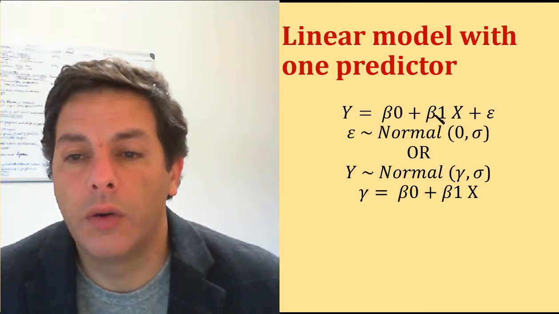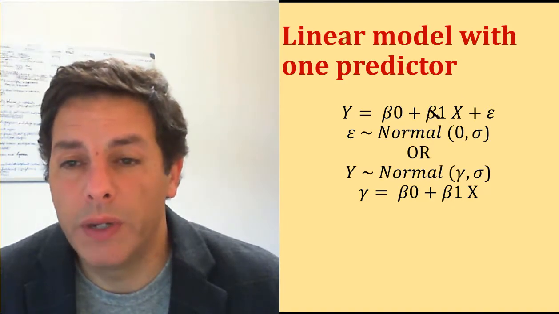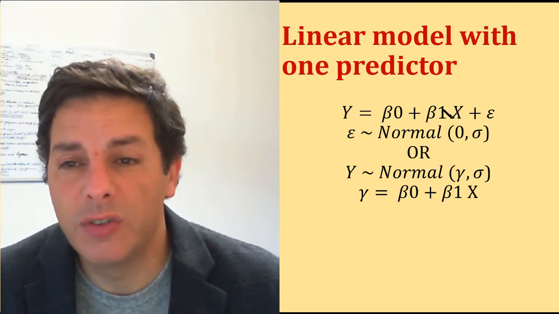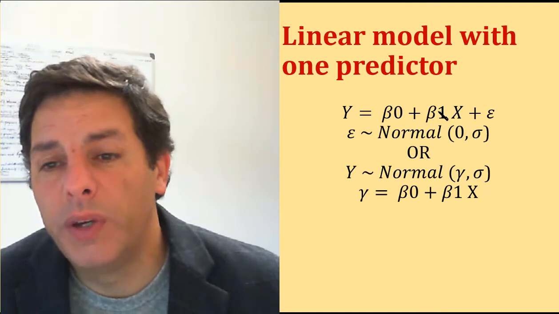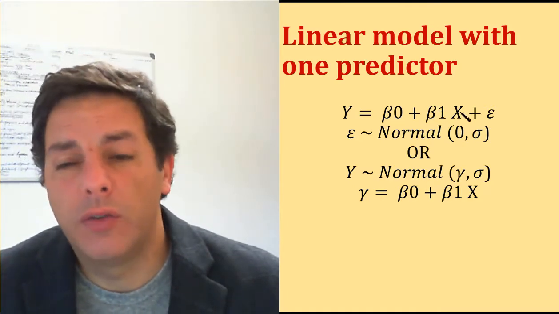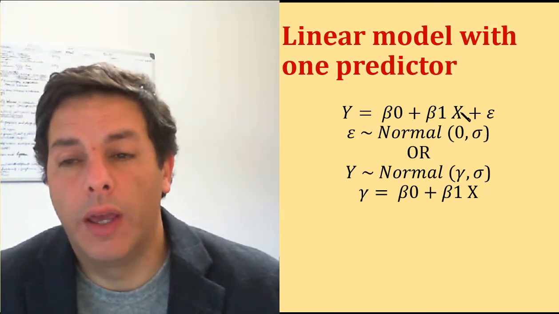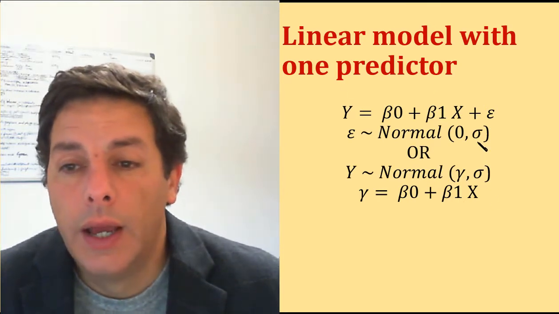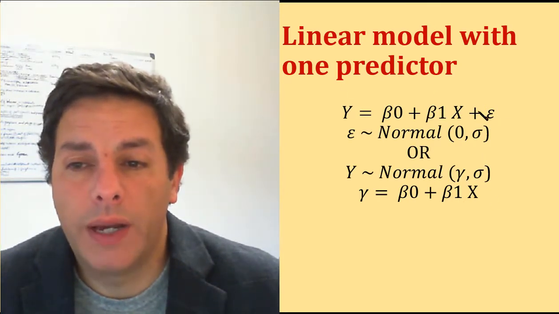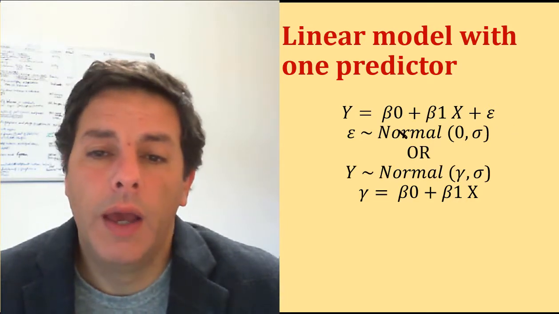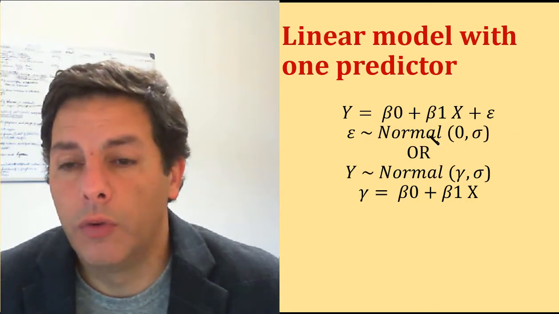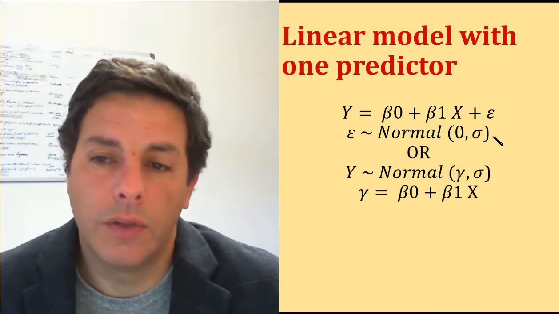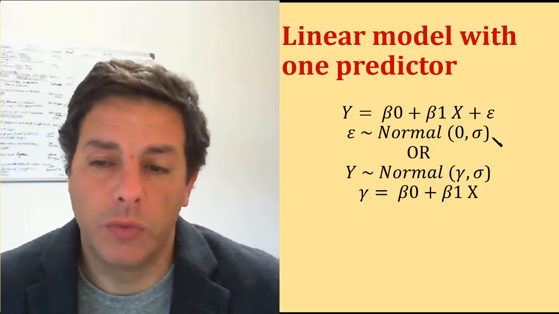this part of the equation varies, because beta 1 is the same value for all participants, but x is different. So beta 1 is going to multiply by a different value when x is different. And this part is the same, plus epsilon, and epsilon distributes normally with mean of 0 and standard deviation sigma. That's the same as before.